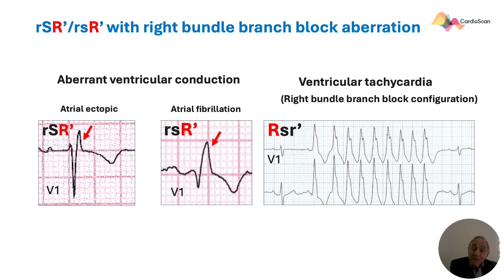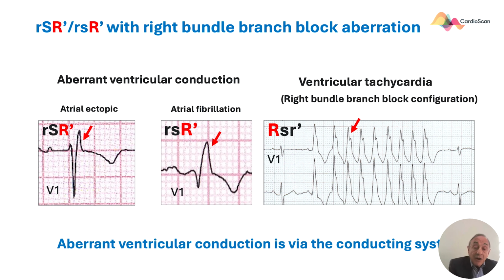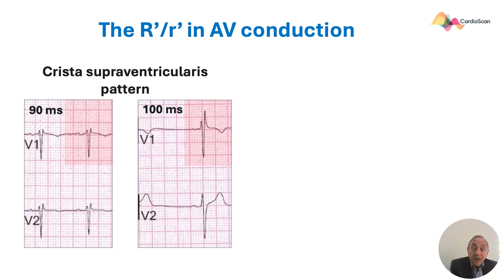And if it has the features of a right bundle branch block, we call it a right bundle branch block configuration. So aberrant ventricular conduction is via the normal conducting system with one of the bundles blocked. Let us now look at the features of the QRS in normal conduction.